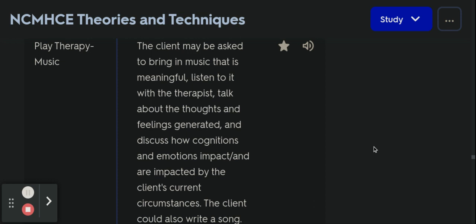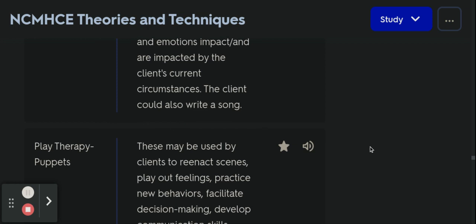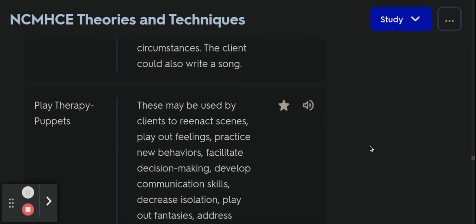Play therapy, music. The client may be asked to bring in music that's meaningful, listen to it with the therapist, talk about the thoughts and feelings generated, and discuss how cognitions and emotions impact and are impacted by the client's current circumstances. The client can also write a song.